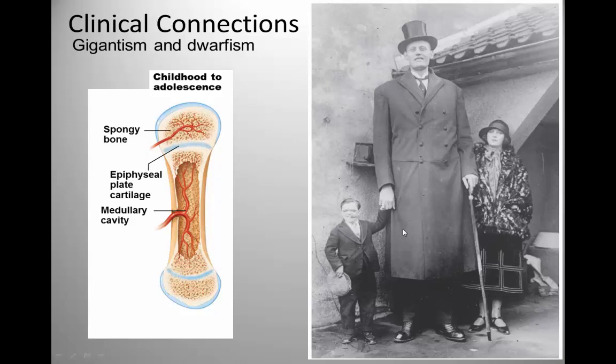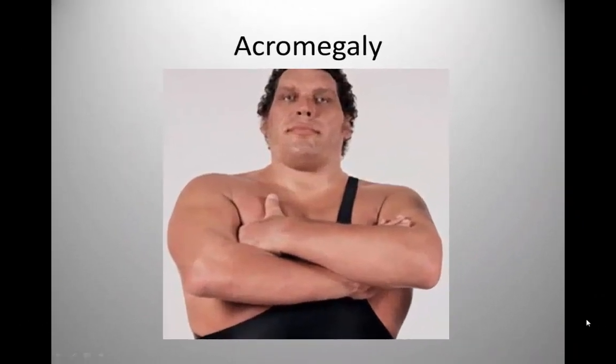Hyposecretion of growth hormone in childhood results in the opposite problem, dwarfism. If an excess of growth hormone is secreted after the epiphyseal plates have ossified, then the bones will no longer lengthen. However, they will continue to increase in diameter, and individuals will develop a prominent jawline, an enlarged brow, and a thickening of the joints. This condition is called acromegaly, and it is what Andre the Giant suffered from.